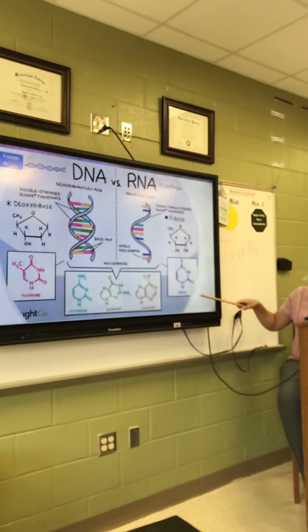One way you can remember the one that is only found in RNA, it's the only one that has a letter R in it. Uracil is the only one that has a little R. So that should be like a trigger to say, oh, if I see this R, it has to be the unique one for RNA.